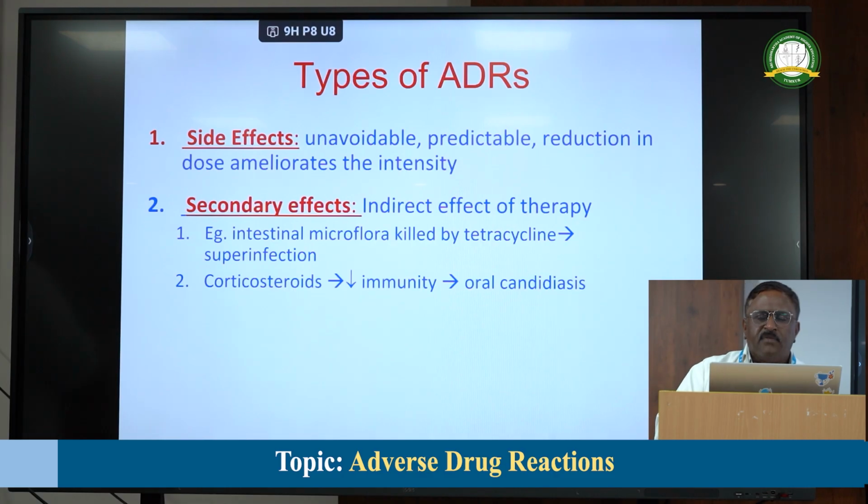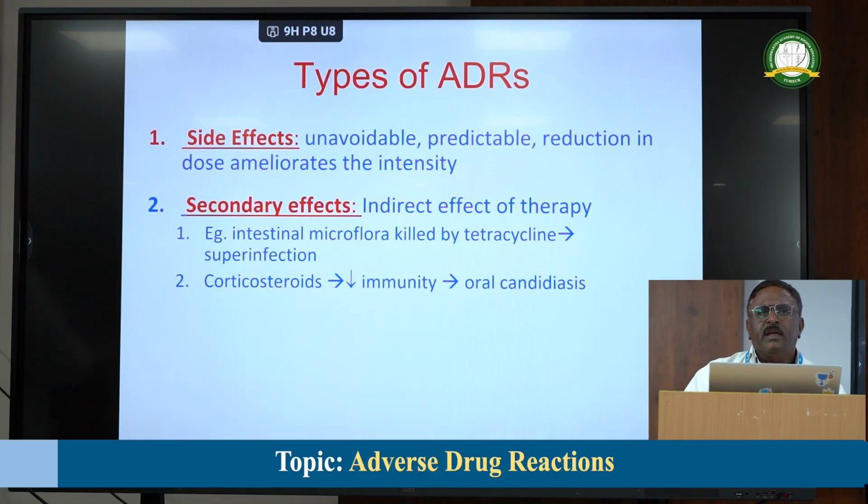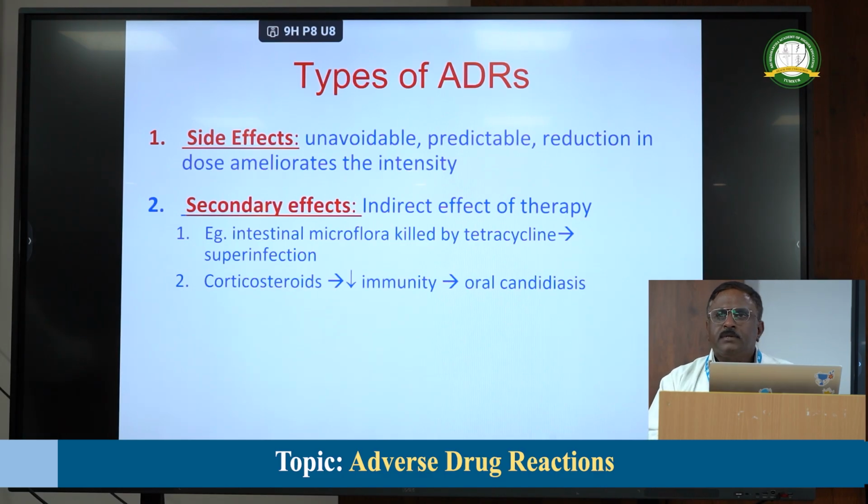Next is the secondary effect. So what are secondary adverse effects? It is an indirect consequence of treatment of a disease. Particularly if you use a broad spectrum antibiotic like tetracycline, it destroys the normal bacterial flora, and that can lead to superinfections. So this is the secondary consequence of the primary use of the drug. If you use corticosteroids for a long term, it causes immune suppression leading to oral candidiasis, which is a fungal infection.